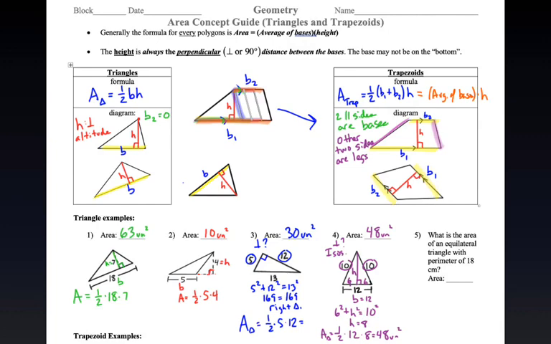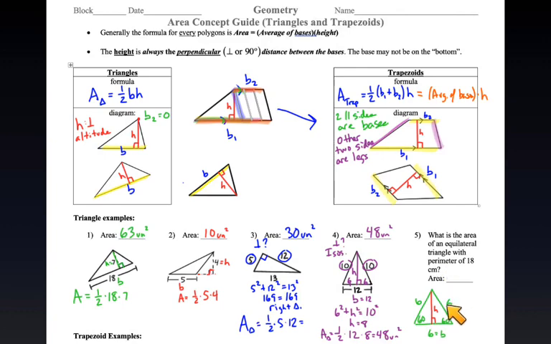Pay close attention to this example here as well. What's the area of an equilateral triangle with a perimeter of 18? Well, if the perimeter is 18, each of those sides is 6. I'm going to call this one down here on the bottom the base. 6 is equal to the base.